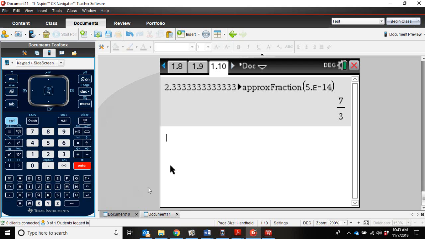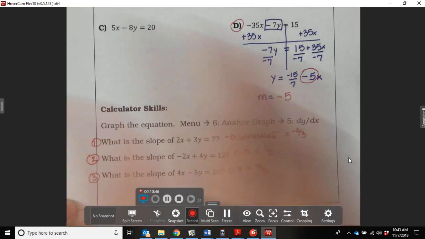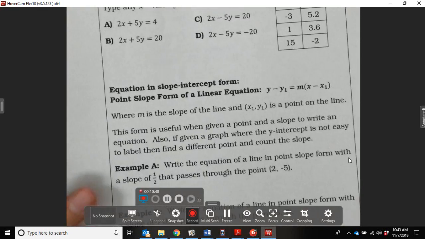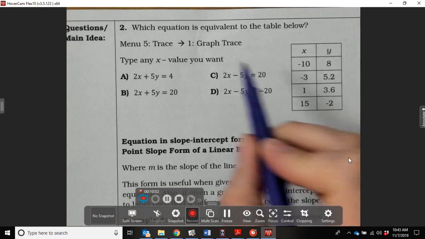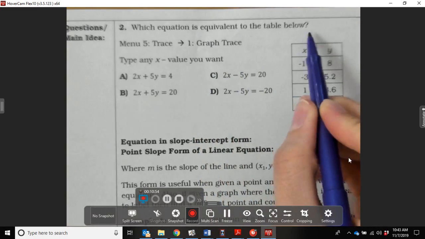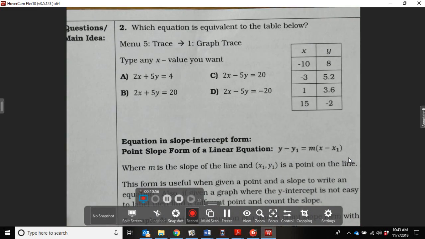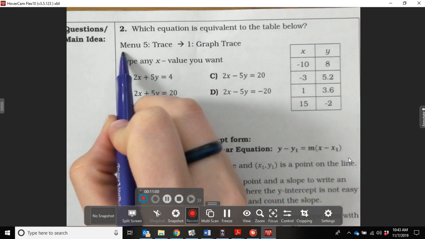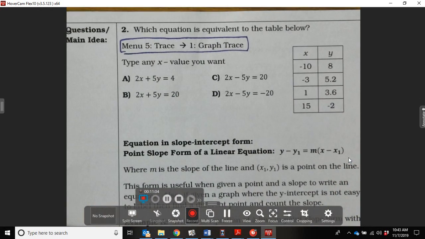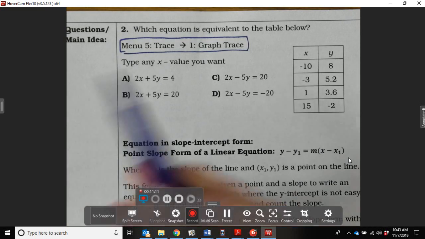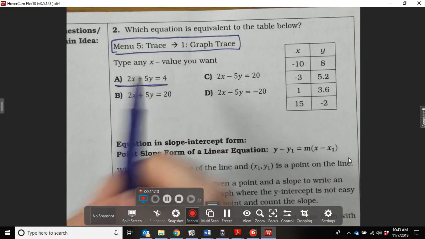Okay, on the back of your notes, there's one more question, and it's which equation is equivalent to the table below? And really, I want to just talk about using this trace feature, which we've used before, but we've not used it in the way that I'm going to show you. So I'm going to go to a graph page and I'm going to type in this first one.